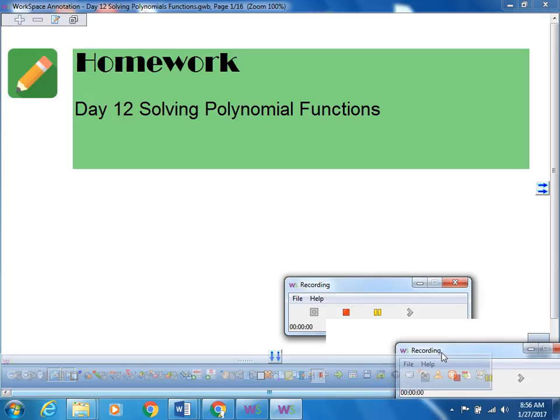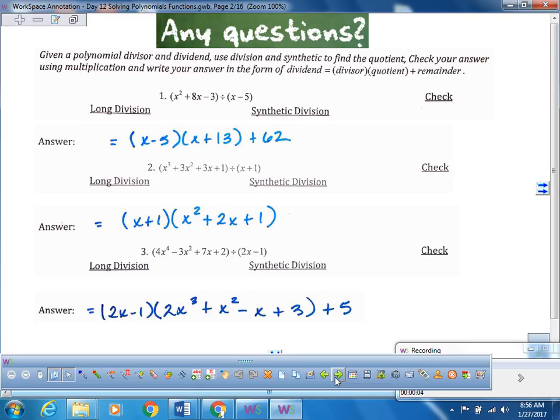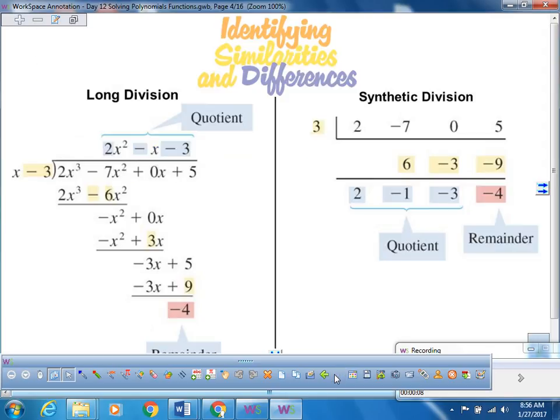Today we're going to solve polynomial functions. So we're going to kind of put everything together. I'm going to come back and look at homework answers at the very end. But remember yesterday we were looking at the difference between long division and synthetic division, right?